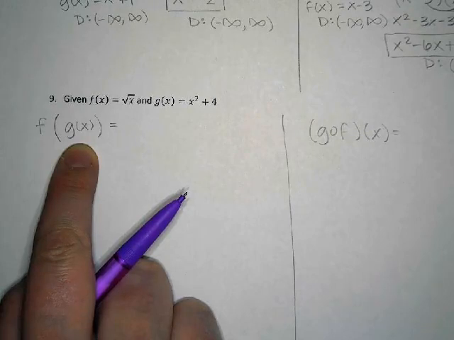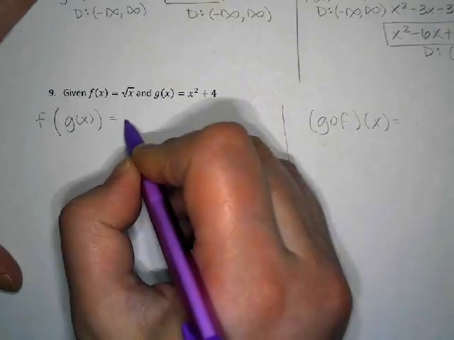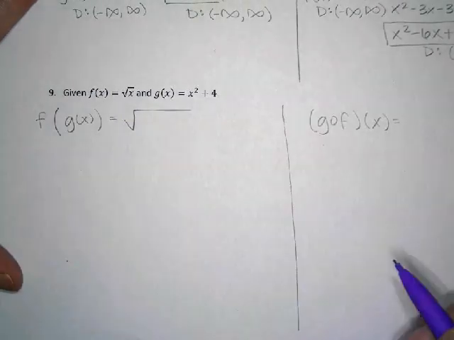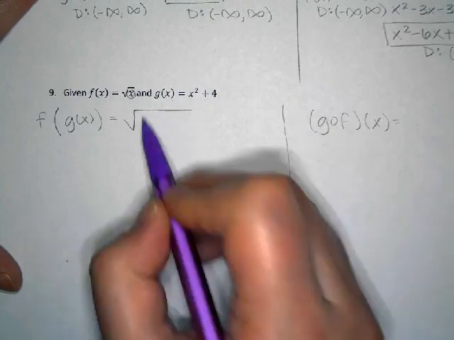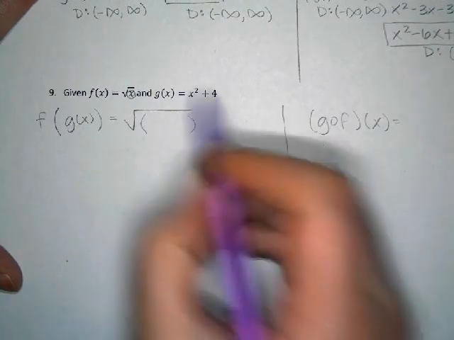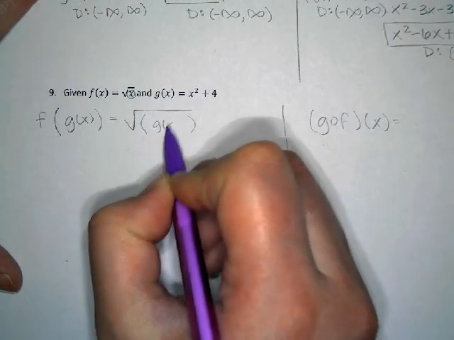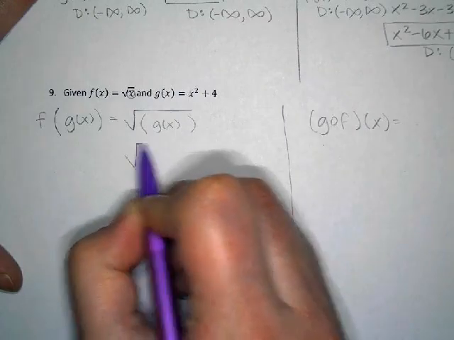So I got a big square root sign, and instead of writing the x, I'm going to be plugging the g of x inside of it. So I'm going to have the square root, and then plugging inside of it the g of x, which is x squared plus 4.